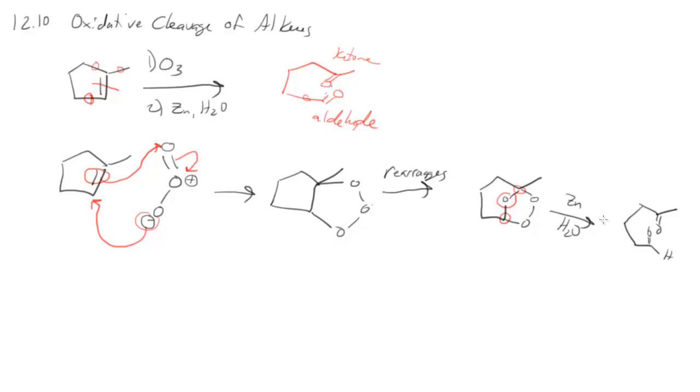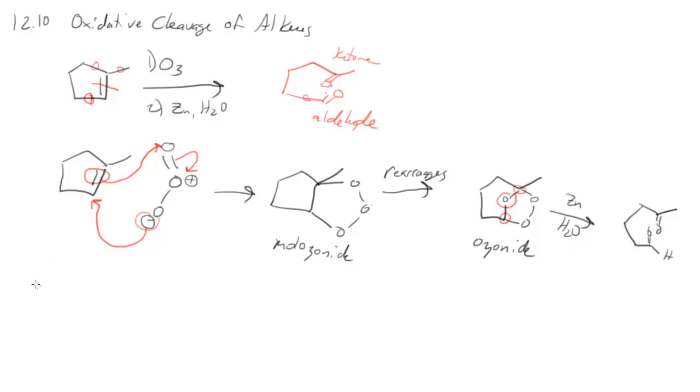So you can see that this zinc and water is used to reduce this ozonide that forms. So this one's called a molozonide, which rearranges to form the ozonide, which gets cleaved by the zinc and water to give our 2 carbonyls.